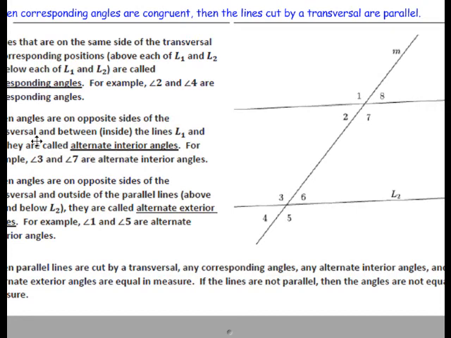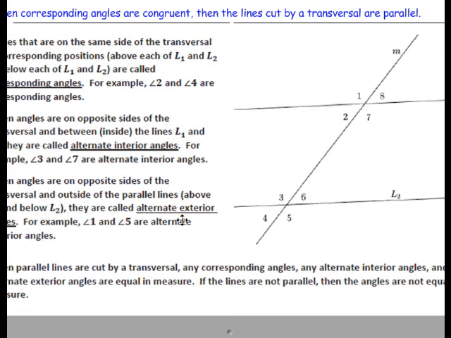Next, alternate interior. When angles are on opposite sides of the transversal, in other words, on the left and on the right, between or inside the lines, line 1 and line 2, they are called alternate interior angles. For example, angle 3 and angle 7 are alternate interior angles. Angle 3 is inside, angle 7 is inside, so they are inside the two lines. One is on the right and the other is on the left. They are alternate interior. The other pair of alternate interior is angle 2 paired up with angle 6.